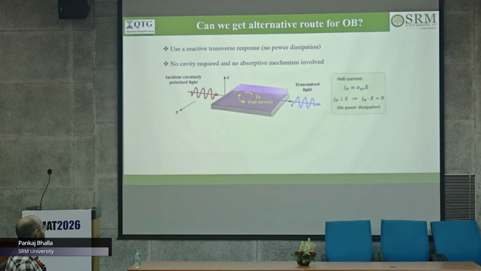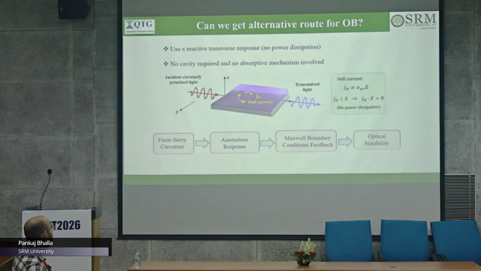So if you look at this schematic, you are sending a light, measuring a current perpendicular to that field, you calculate this Hall current, and you get a transmitted light out of it. You see here that the Hall current is proportional to sigma_xy, which you have seen in the previous talk as well. So both are perpendicular to each other.